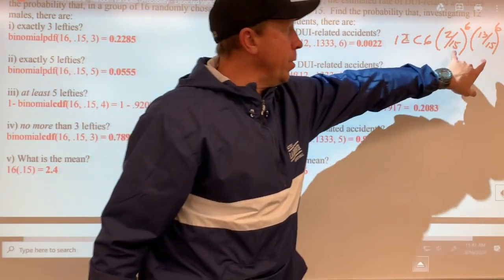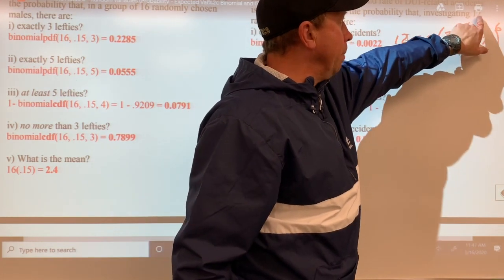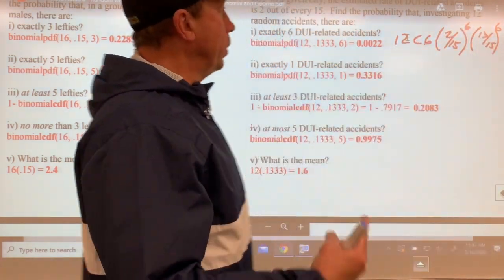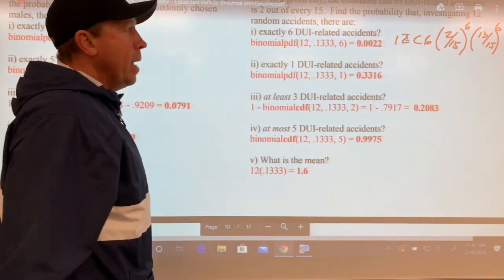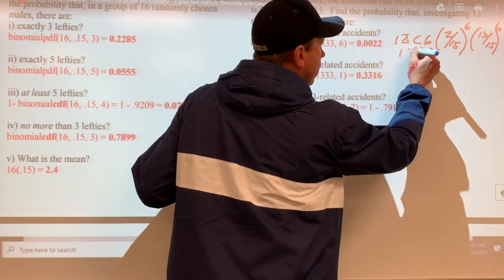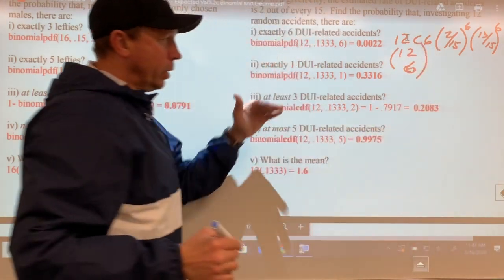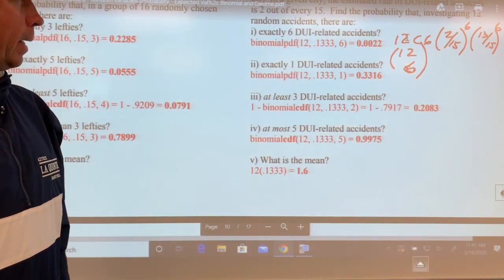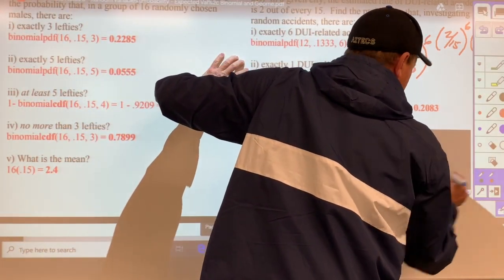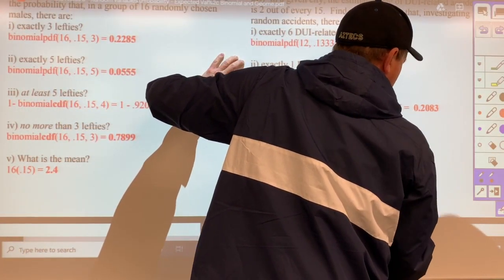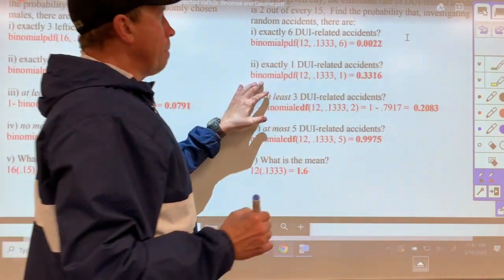Remember, these two things add up to 1, and these two things add up to the sample size in question, which is 12. And there's the answer if you want to do it by hand, okay? And again, one last reminder, this could be written as 12 choose 6 like that, 12 over 6. It can be written like that. Okay, exactly 1 DUI accident, no problem.